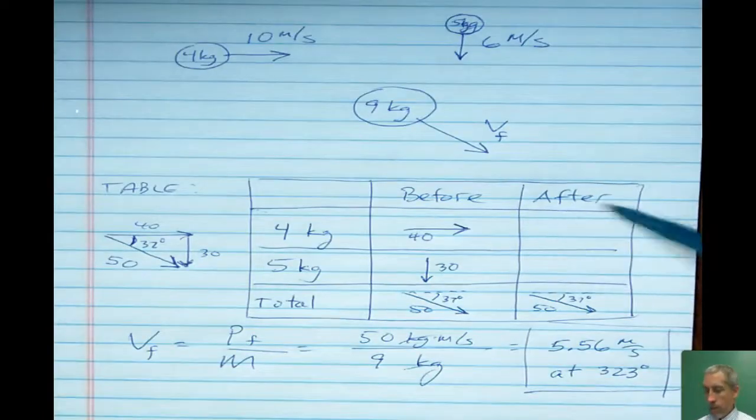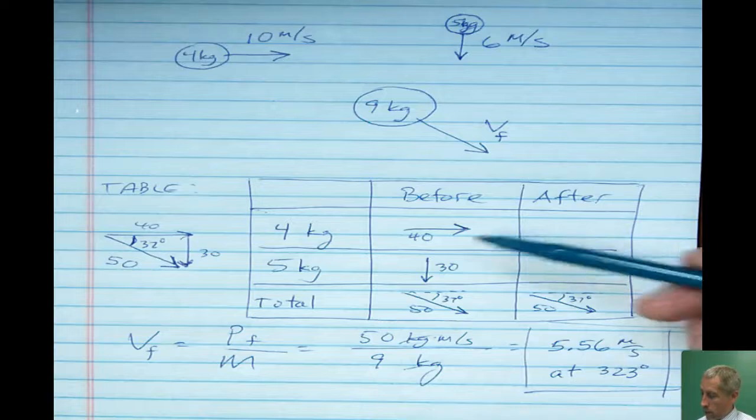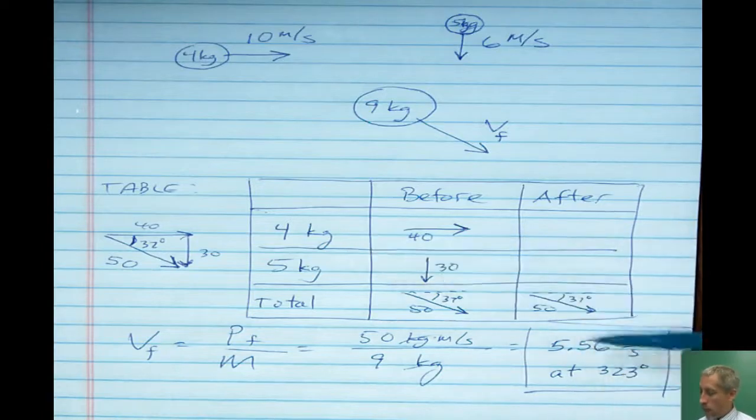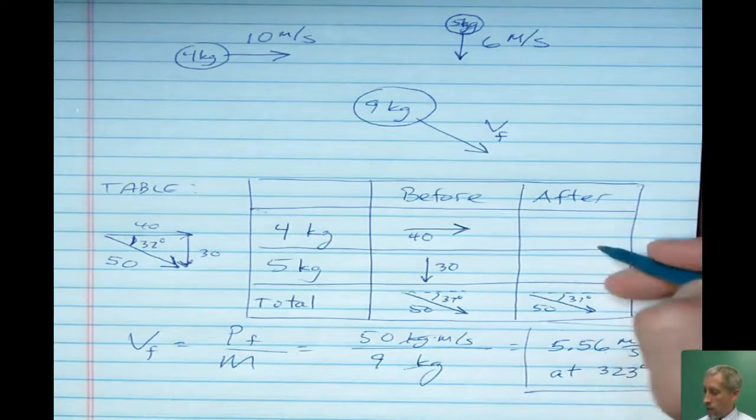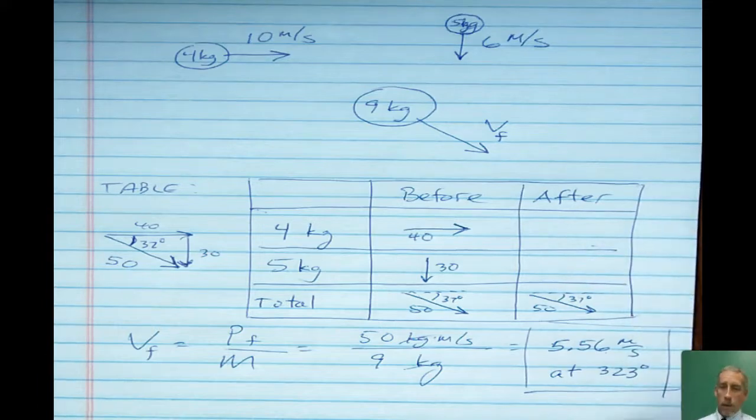I didn't complete the table here because, although we could certainly go back up now and multiply this velocity by 4 and multiply it by 5, and they would each have the same direction for the velocity, I'm not going to go through that because we really don't need it.